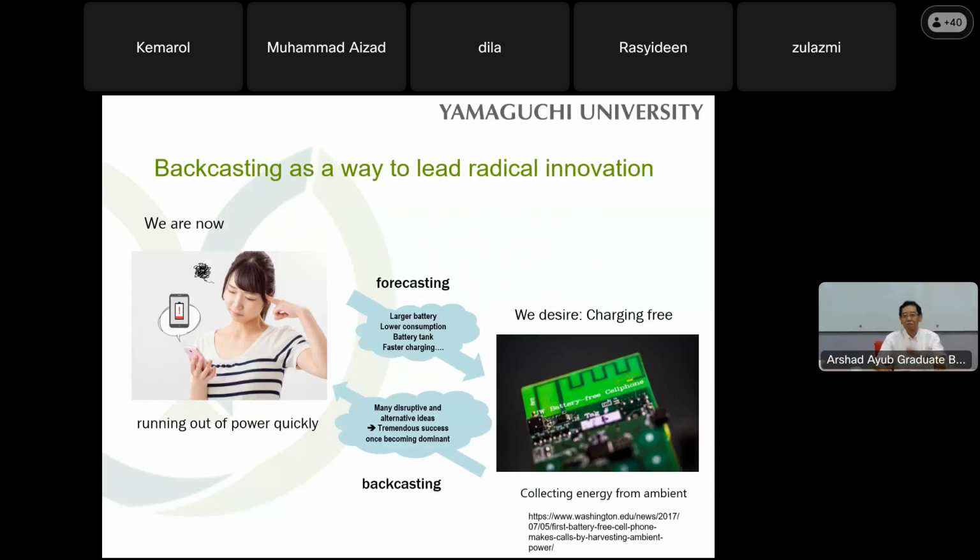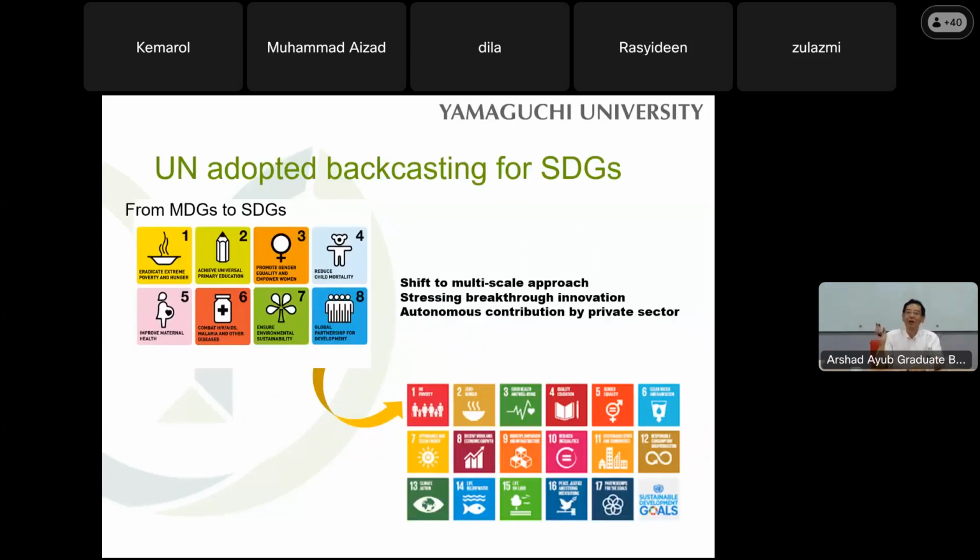But the next generation of executives has to be equipped with this backcasting approach. Why? You may have heard many times about the importance of SDGs or ESG. The United Nations adopted the backcasting approach in order to achieve the SDGs.